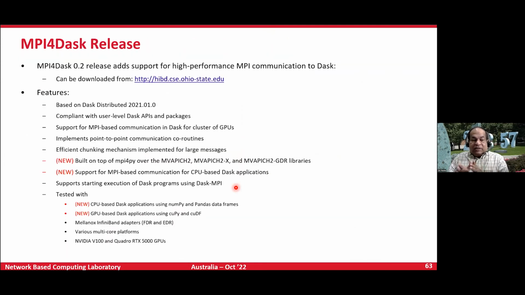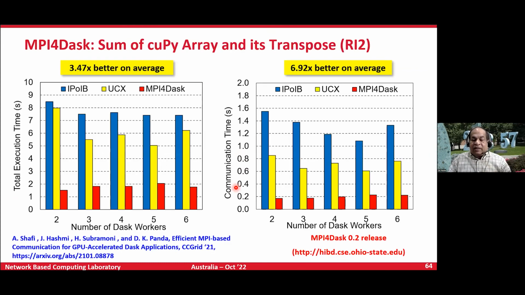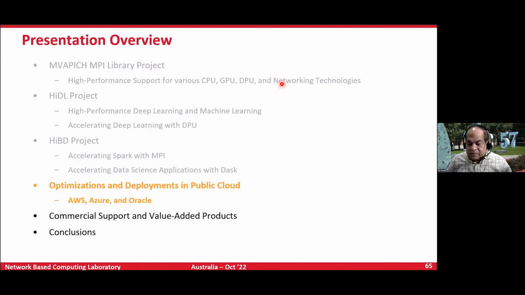Now, the other thing which is emerging, some of you know, is Dask. This is for data science applications. So we are again going through a very similar approach to provide Dask support with MPI. And this we presented last year at CCGrid. So we have this MPI for Dask. This is trying to show some numbers. You can see a CuPy array and its transpose. Compared to IP over IB and UCX layers, we are able to do even better, 3.47x, almost 6.9x performance benefits.